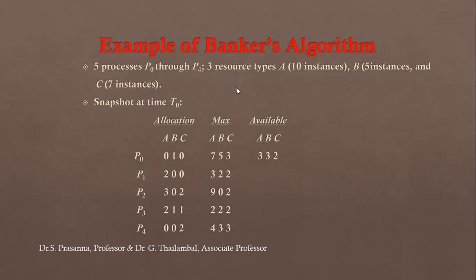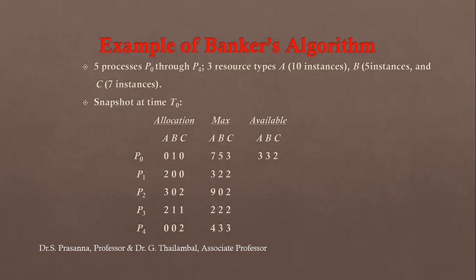The resource A has 10 instances, but the maximum request made by P0 for A is 7 only. So what is available? 10 minus 7. If it is allocated to process P0, then the availability of A is only 3. Similarly, there are 5 instances of B, and P0 requests 5 instances of B. The allocation is 1, the maximum is 5 instances, so 5 minus 1, 4 will be the available B value.